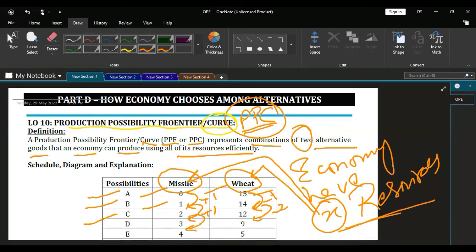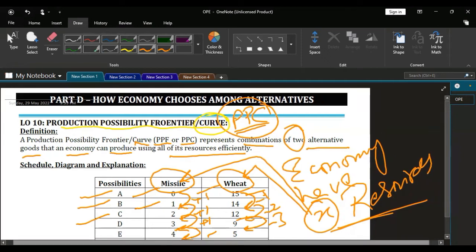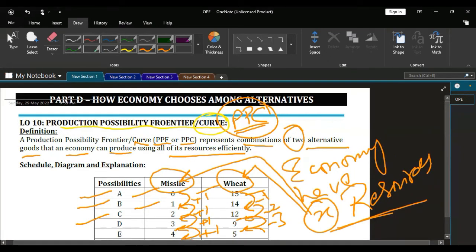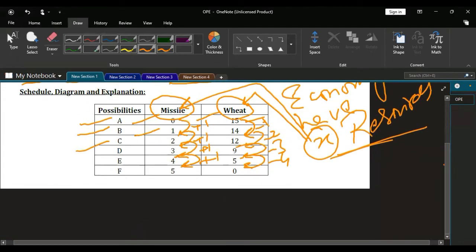Similarly, if we want to produce 3 missiles, then we have to forego 3 units of wheat. Similarly, if we want to produce 4 missiles, we have to give up 4 units of wheat. Here you have seen that in order to increase the quantity of missiles, you have to decrease the quantity of wheat.